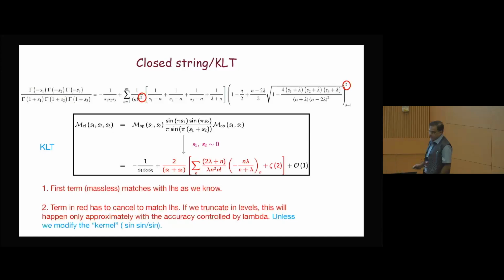Now, if you truncate, then you can compare the first massless term, which is expected to agree. The second term only agrees if this term and this term cancel. Now the cancellation is not going to be exact if you truncate, but what you can do is modify this kernel factor here, the product of sines divided by sine. And maybe with a modified kernel, you can actually restore this KLT relation level-wise.